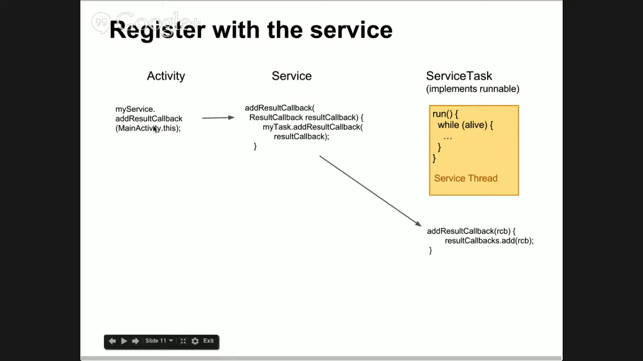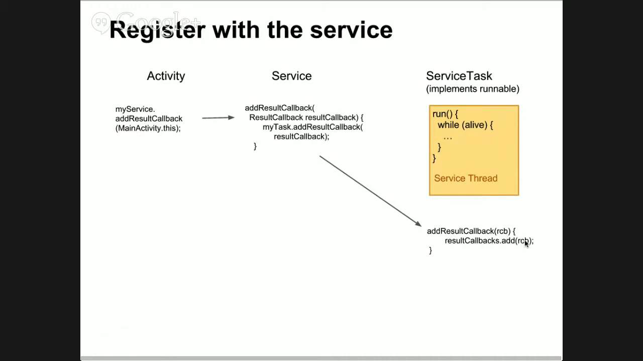So, again, this goes through a couple of calls. My service add result callback, MainActivity.this. So I'm passing directly the activity object as a callback. It's a convenient thing to do. The service simply passes it through. There is this boring thing that you call the service, and then the service has to call the method in the service task that is running in the thread. And now, add result callback, RCB, will add a callback to the result.